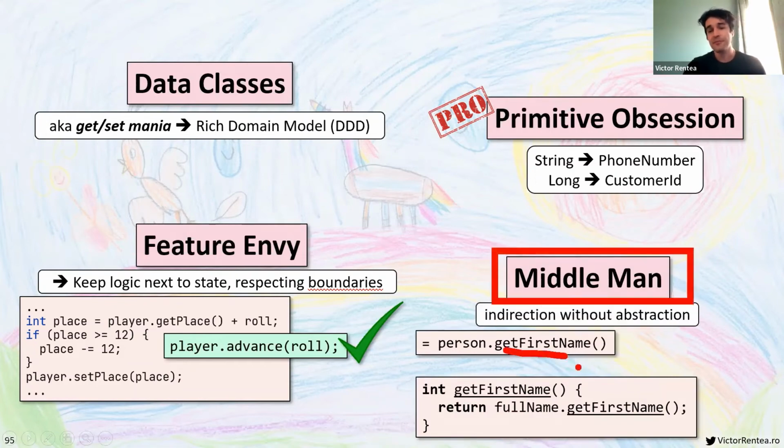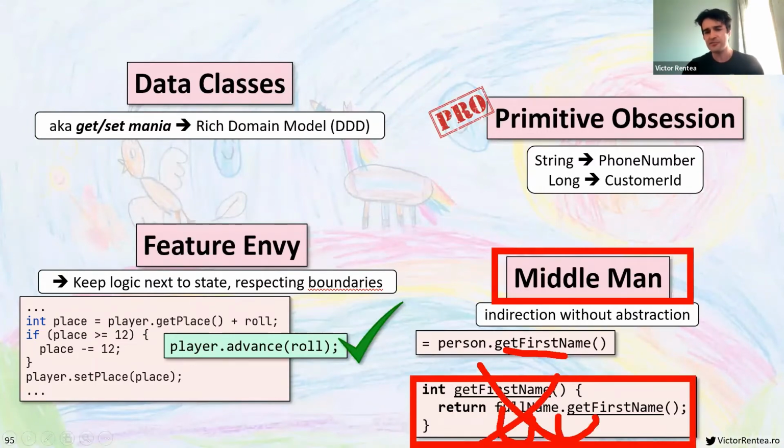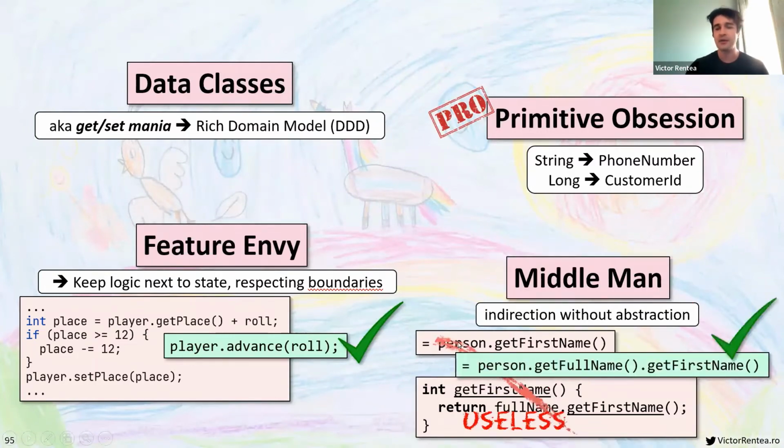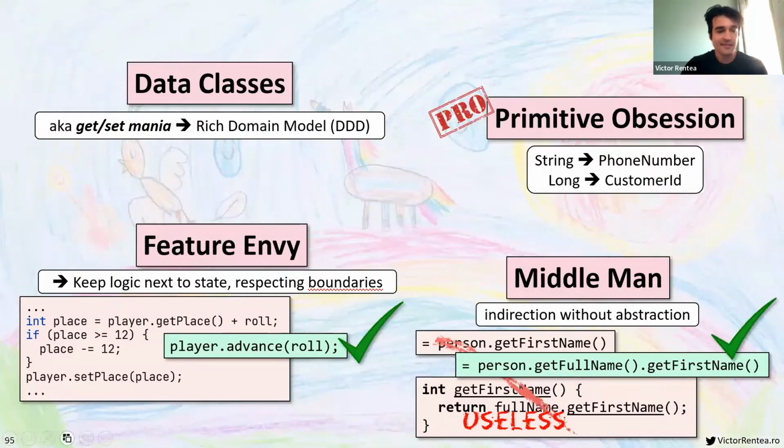And middleman, we also saw it. We saw the first name, and we said, why do we have this method? Just to go into the full name and get the first name? Why? Let's destroy it. And we did that, and we allowed the code to navigate full name, get first name. What else? I think that's it for today.